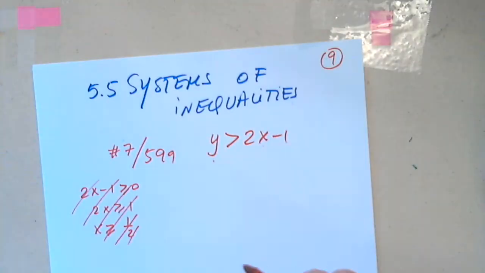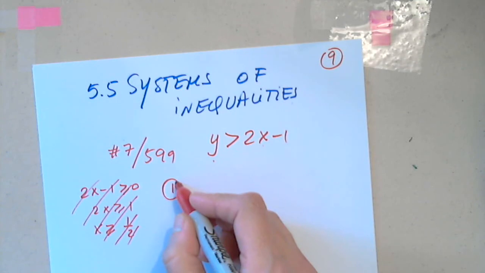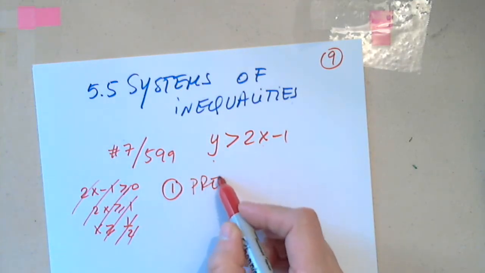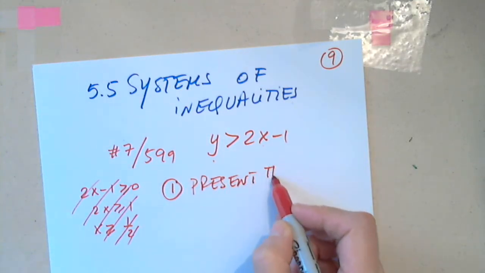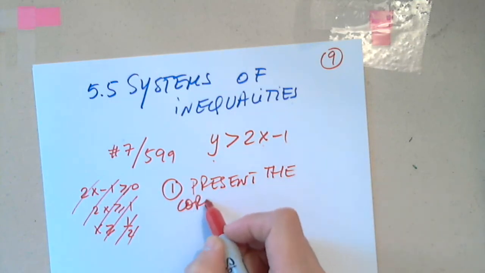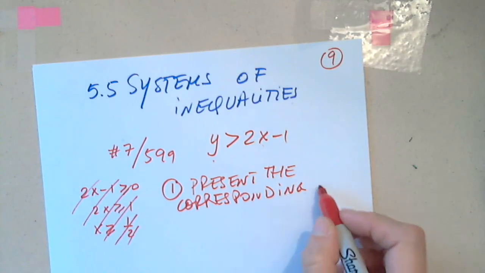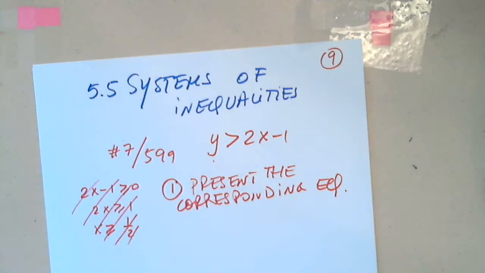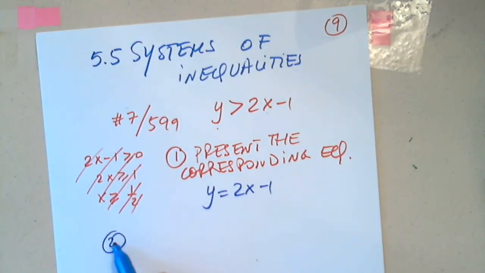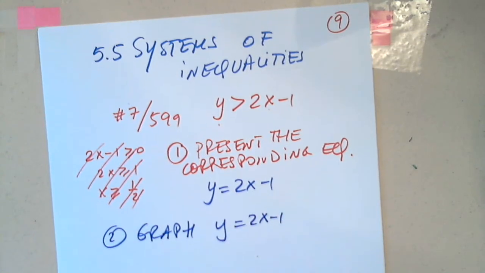The only way is step 1. Present the corresponding equation. I am not changing the inequality into an equation. I need to see the equation that corresponds to this. In number 2, graph y equals 2x minus 1.